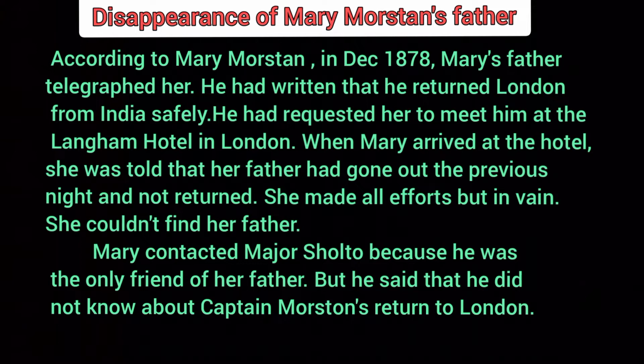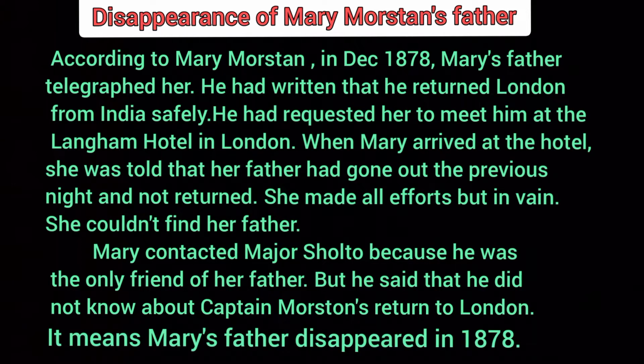When Mary arrived at the hotel, she was told that her father had gone out the previous night and not returned. She made all efforts but in vain. She couldn't find her father. She contacted Major Sholto because he was the only friend of her father. But he said that he did not know about Captain Morstan's return to London. It means Mary's father disappeared in 1878.